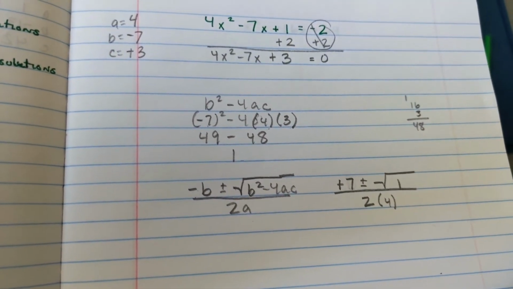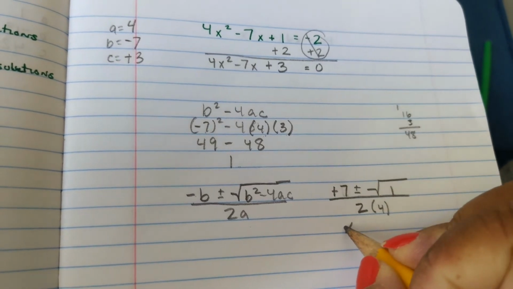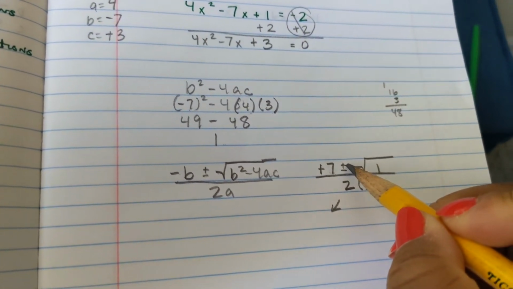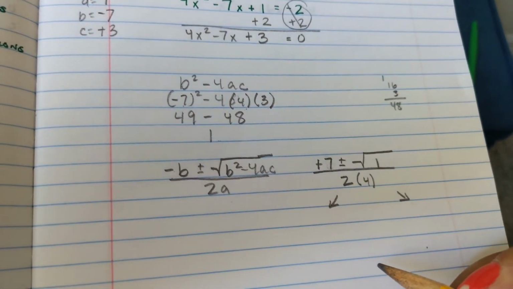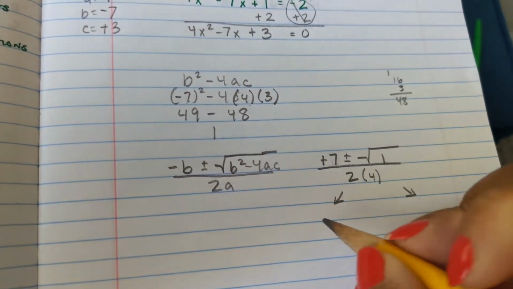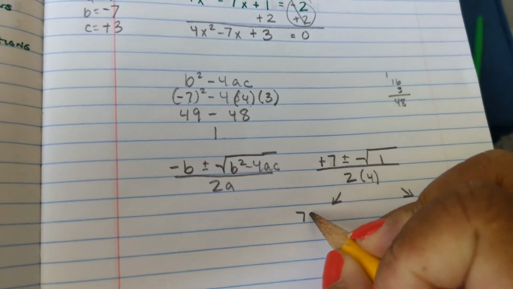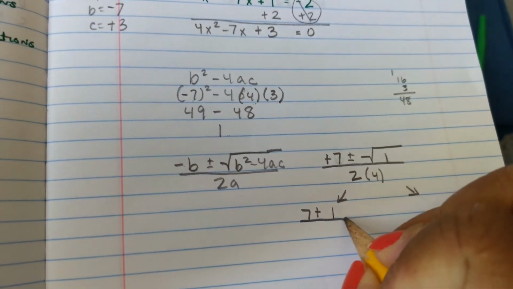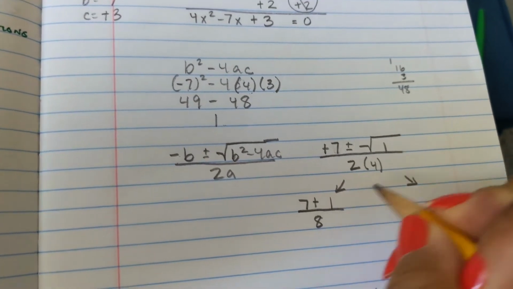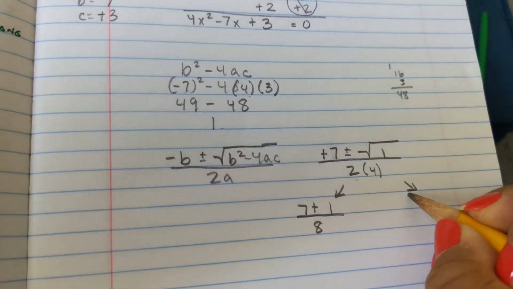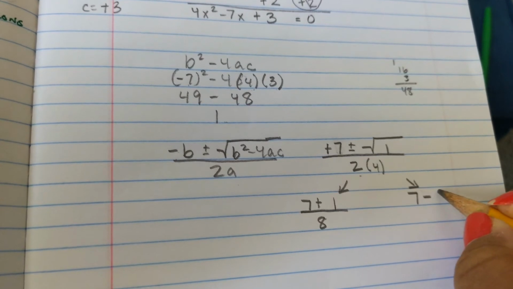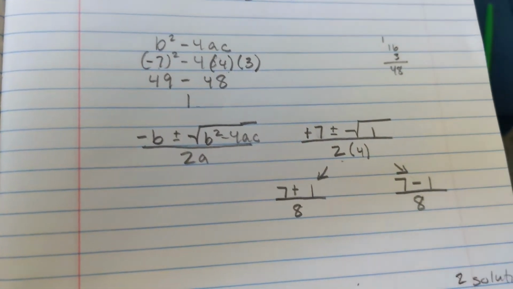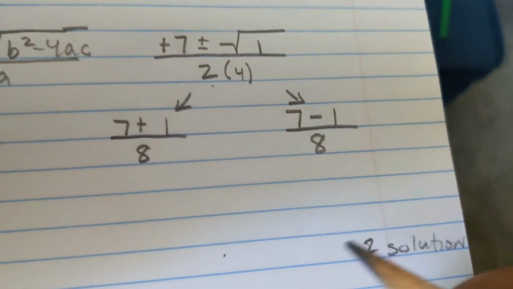So now I'm going to take that and separate it into 2 different equations. Why am I separating it? Because I have both a plus and a minus. So I have 7 plus the square root of 1, which is 1, and I'm going to divide that by 8 because 2 times 4 is 8. And then over here, I'm going to have 7 minus 1 divided by 8. And now we're going to just solve those equations.